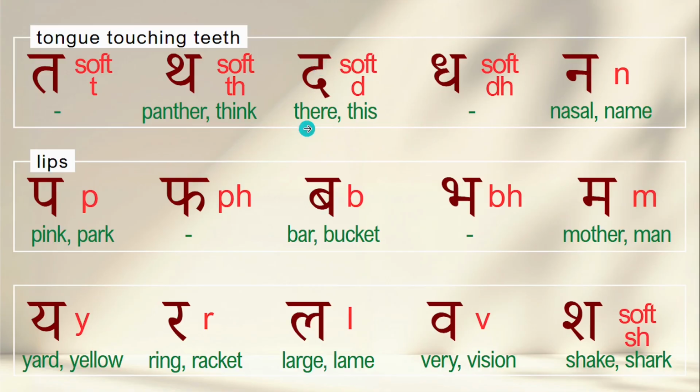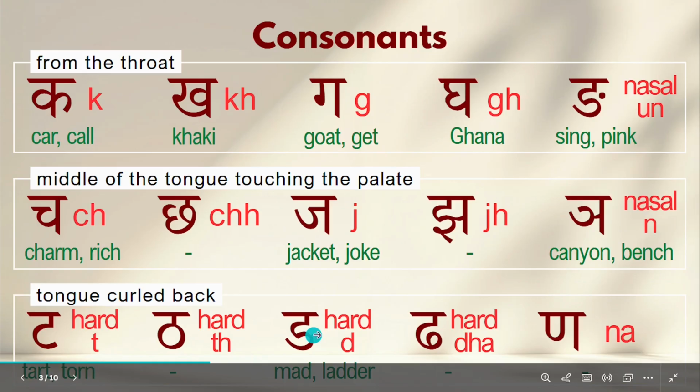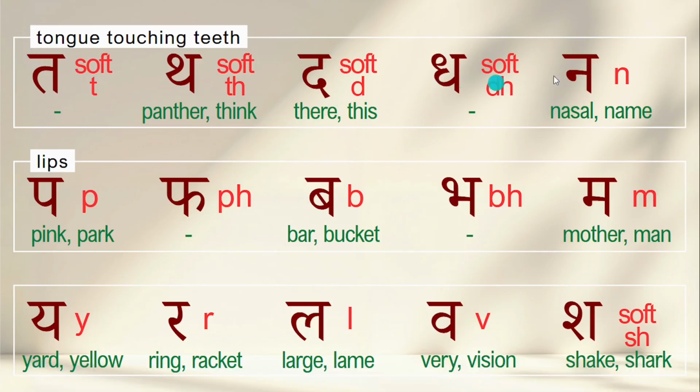This is the from there. This. So this is the. Then the. N. N is your normal nasal, name, that sort of a thing. So when you come here, this is t, th, d, dh, n. These are all hard. And then these are all soft. So this t, th, d, dh, n.